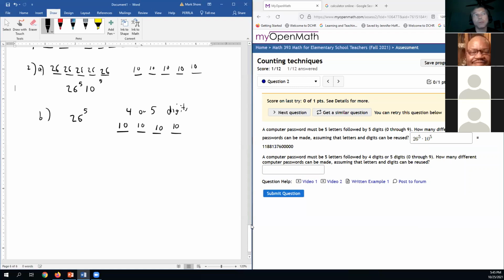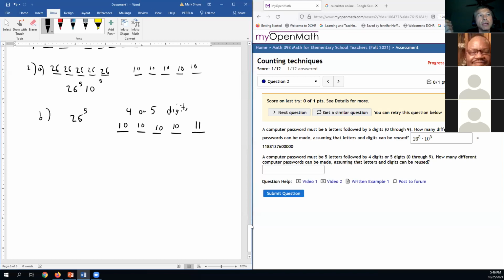Now here comes the tricky part. The 5th digit, this is what makes this tough. It could be there. It could be a digit. It could be 0, 1, 2, 3, 4, 5, 6, 7, 8, 9, which is 10 choices. But it also could be blank because it says it has to have 4 or 5. So that means it's okay to just have 4 numbers and leave this one off. So there are 11 choices for this one.